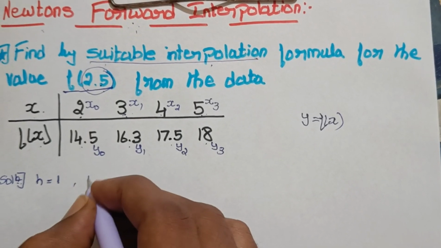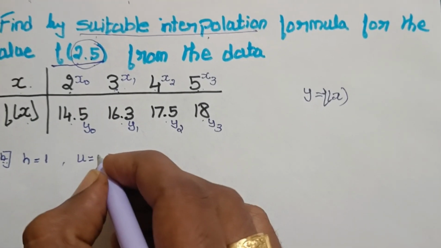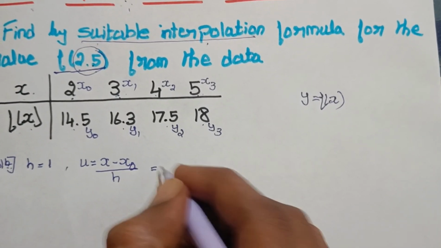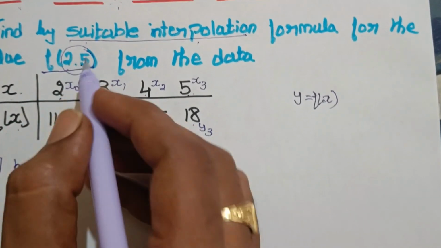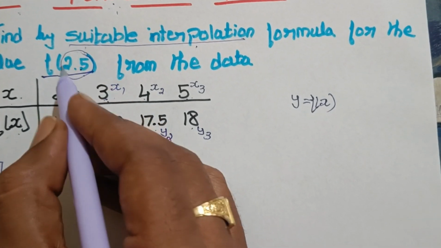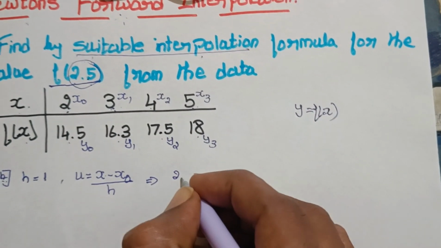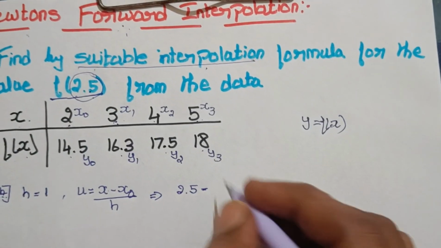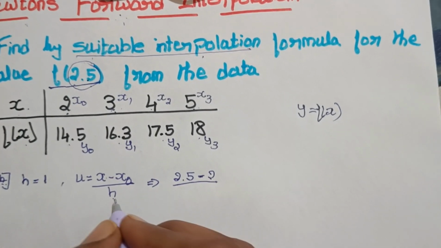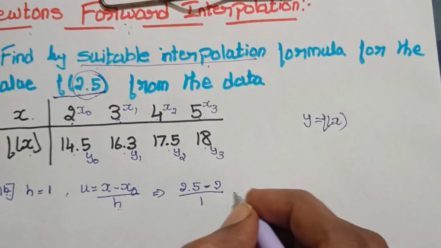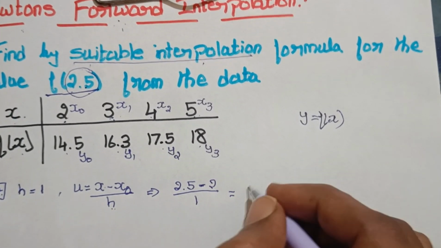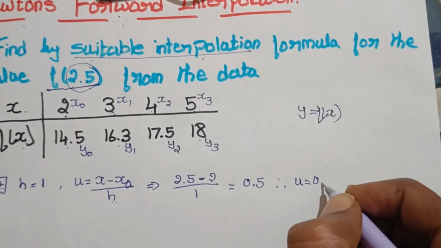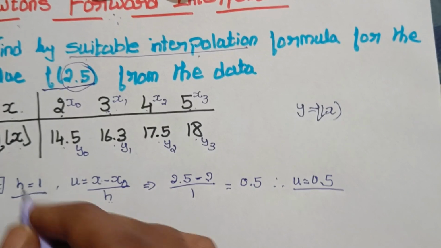Next, we have to find the u value. The u formula is nothing but x minus x0 divided by h. Now what is the value of x? X is the value we have to find, that is 2.5. So 2.5 minus x0, which we have already located as 2, divided by h value, which we have already found as 1. Therefore, 2.5 minus 2 divided by 1 is 0.5. Therefore, u is equal to 0.5 as well as h is equal to 1.